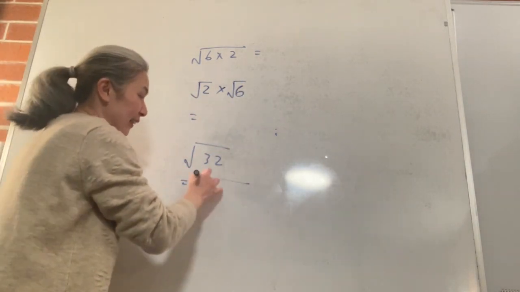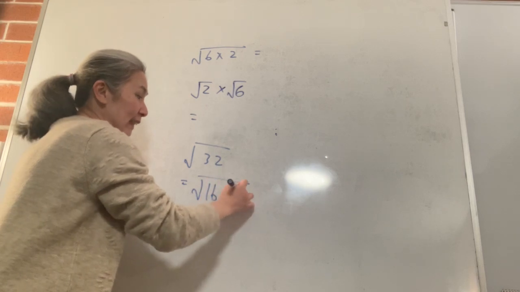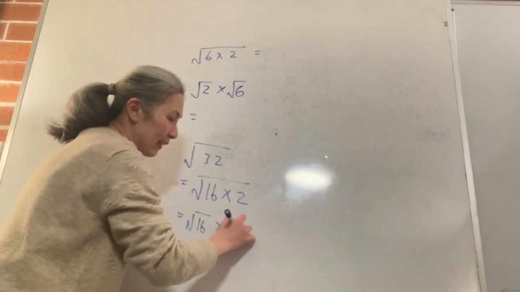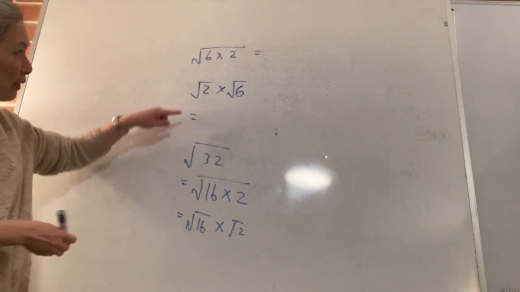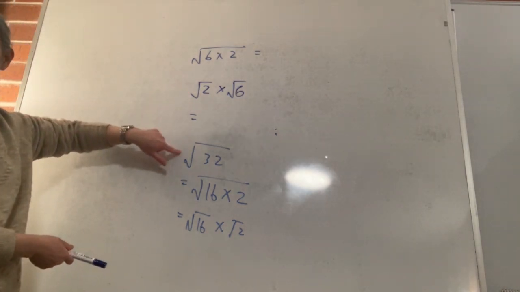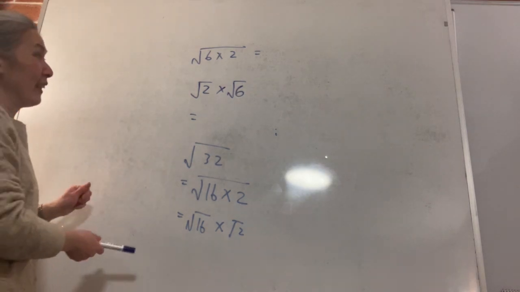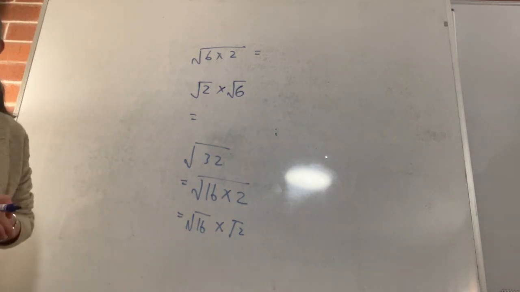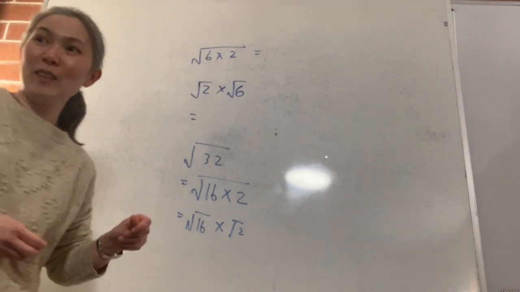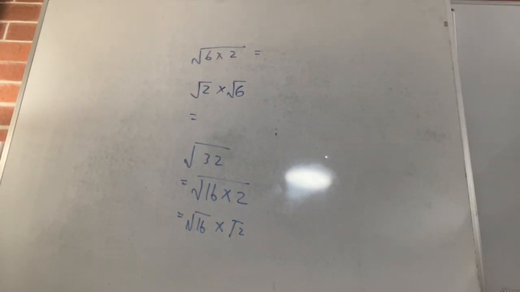32 is 8 times 4, or 16 times 2. Then I can think of that as root 16 times root 2. Can you see it? I go backward. This can go to that. So is that just 7 root 6 times 2, which is 7 root 12? Yes. And what can you do about root 12? 7 root 3 times 4.